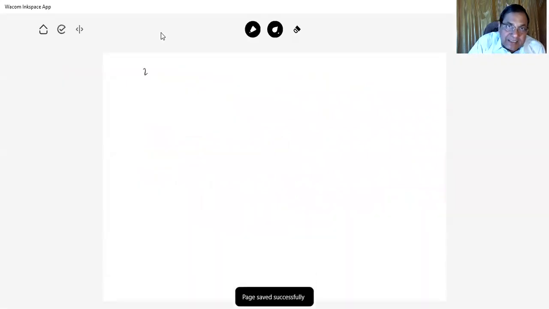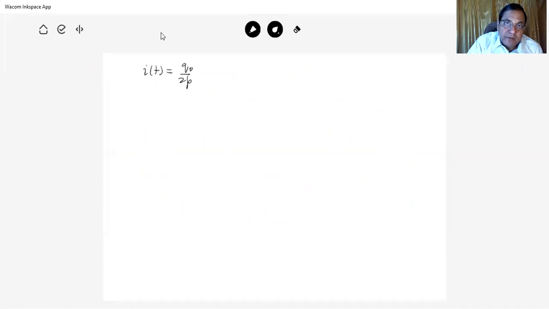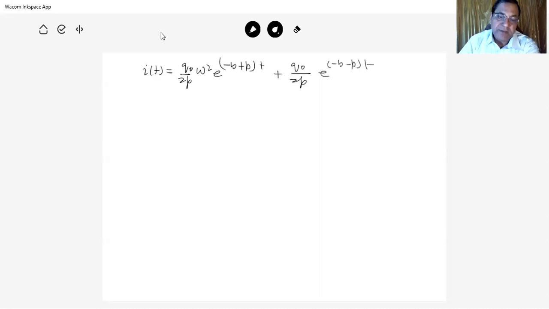So this I t is equal to q0 by 2p omega square e raised to the power minus b plus p of t plus q0 by 2p omega square e raised to the power minus b minus p of t, with minus sign.